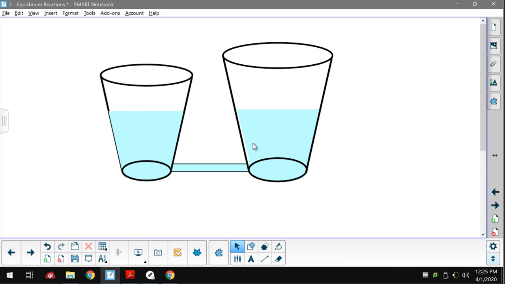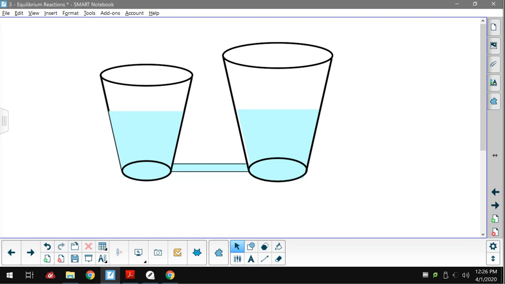Two buckets in equilibrium. So we have a bucket on the left and a bucket on the right. They're connected by a hose. The amount of water in each one is constant, so the water in this one has the same level as the water in this one. But if I were to pour water into the left one here, what's going to happen?